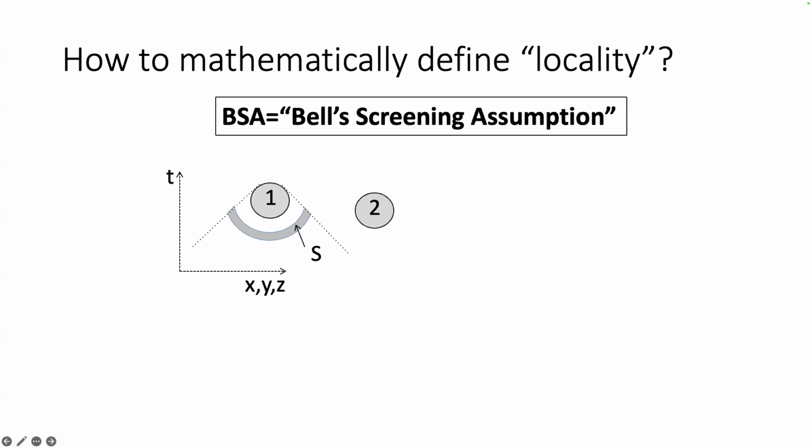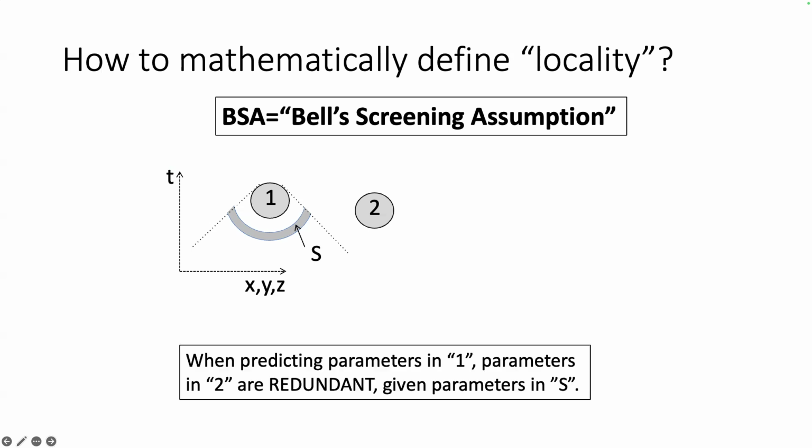And it seemed natural to Bell, and it seems natural to me, that if I know everything that's happening in this region S, then that's about as much information as I can ever get about what's going to happen in region 1. If I learn something new that happens over here, that shouldn't change my probabilities I assign region 1. If I learn about an outcome here or a setting here or anything over here, given that I already know S, I shouldn't have to update my knowledge of 1.